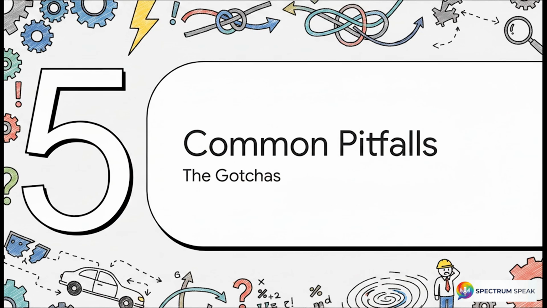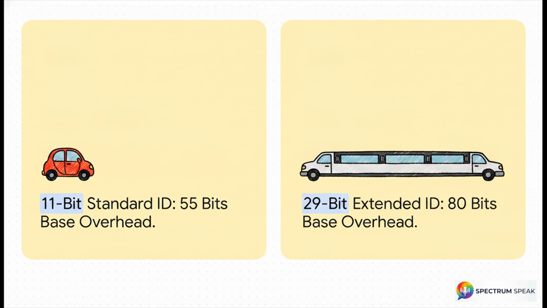Section 5. The gotchas. Let's talk common pitfalls. Now, engineering is never quite that simple, is it? Let's shift focus for a second to the tricky edge cases that routinely trip up engineers during design reviews. The absolute most common pitfall is forgetting which protocol standard you're actually using. Everything we literally just calculated was for an 11-bit standard identifier. But what if your system architecture suddenly dictates a 29-bit extended identifier?